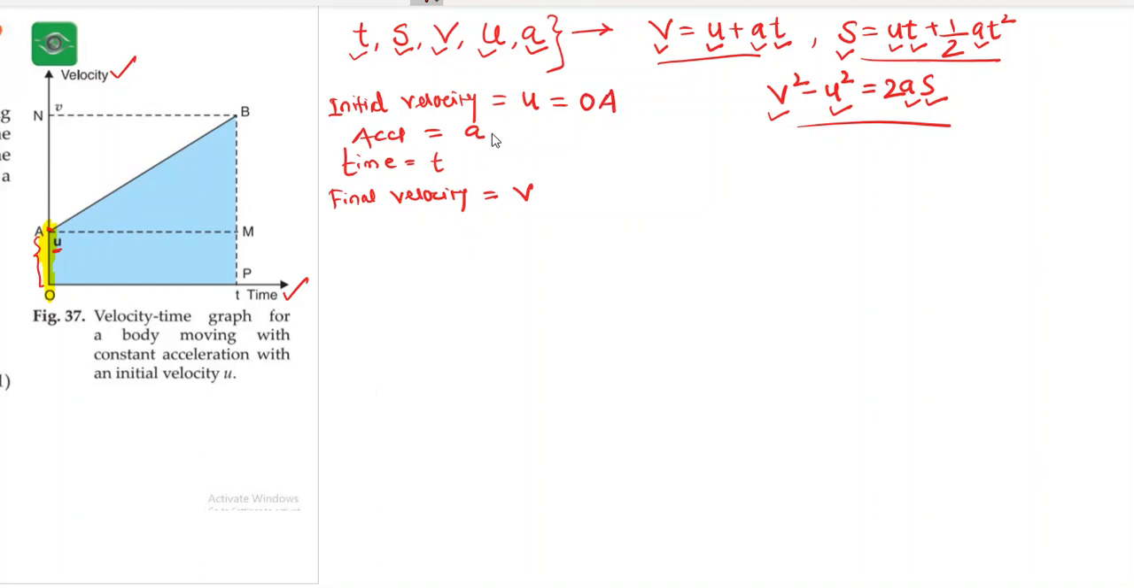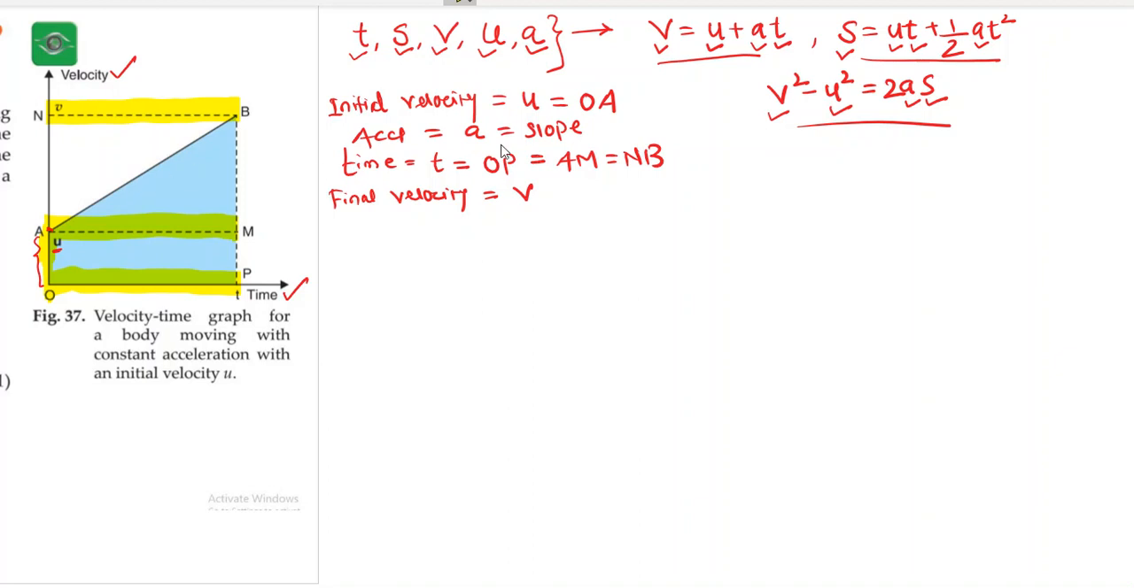Acceleration is nothing but the slope of the graph. Time is t, which is shown by OP or AM or NB. You see this part? I will show you again with the highlighter. OP, you see this OP? That is the time. OP is equal to AM, the horizontal line, or NB. They are all equal to each other. So the magnitude or the value of that line is equal to the time, right?